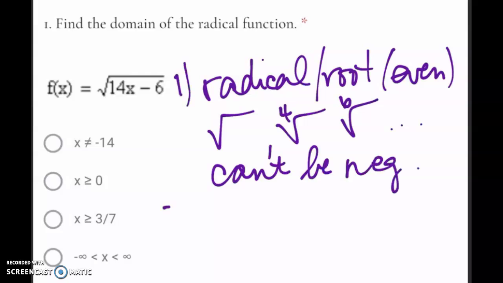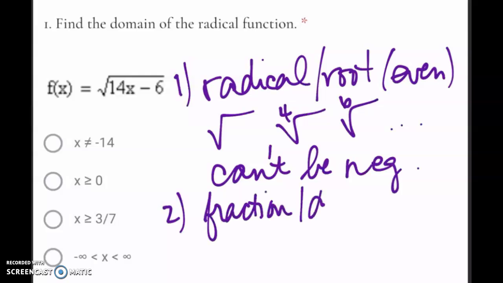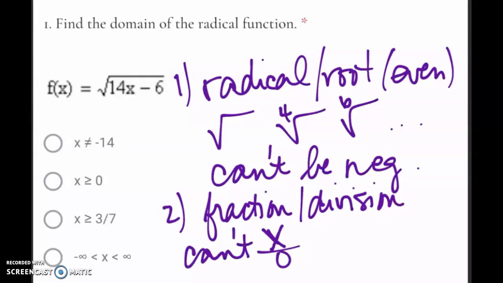That's the first thing. The second thing you're looking for is fractions or division. Same thing. You cannot divide by 0. Or you can't have 0 in the denominator. So when you're asked to see if there are any domain restrictions, that's really what you're looking for. Even roots or fractions, to make sure that you don't have a negative under a radical or dividing by 0.